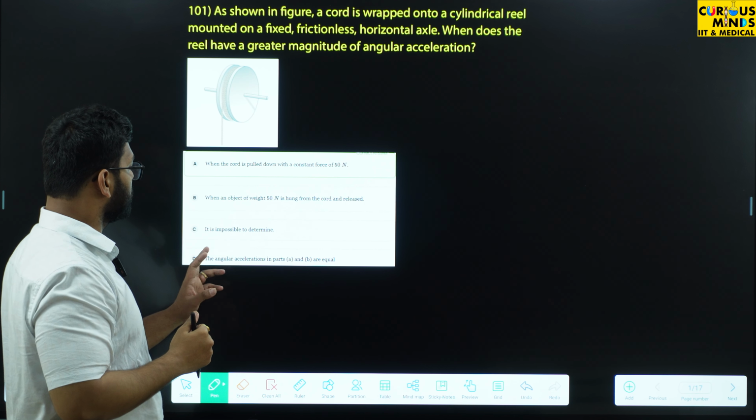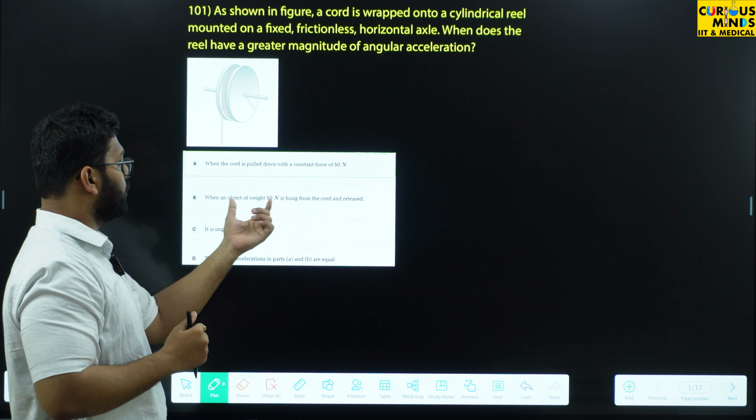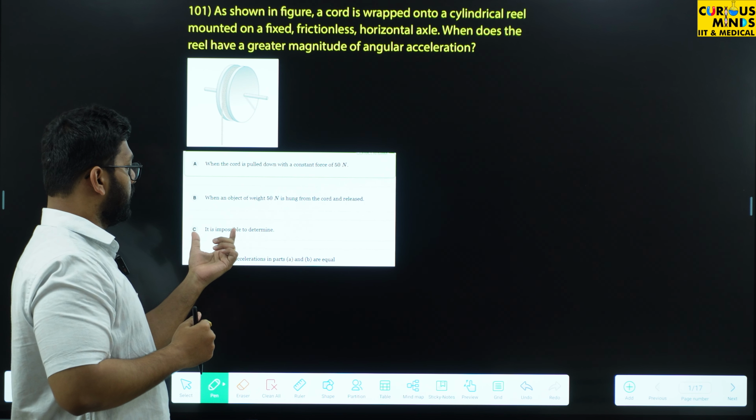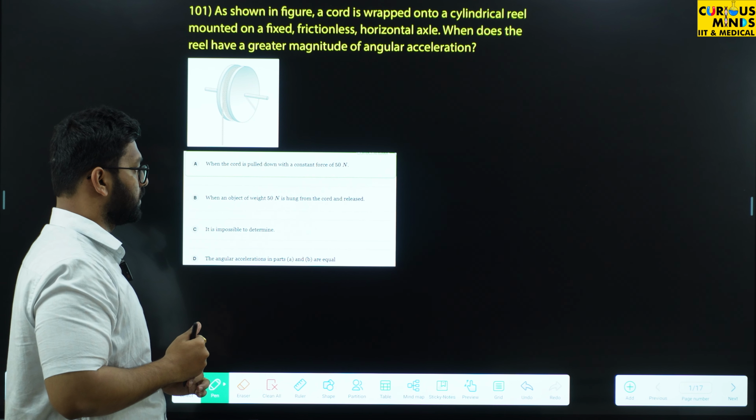So there are four options given. When the cord is pulled down with a constant force of 50 Newton, when an object of weight 50 Newton is hung, it is impossible to determine. The angular accelerations in parts A and B are equal.